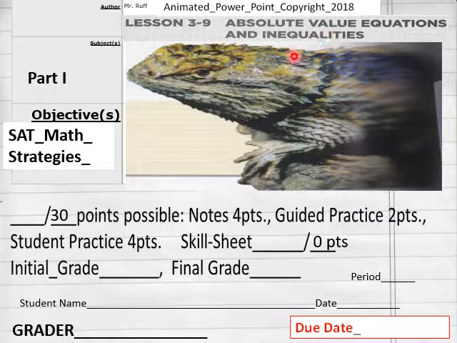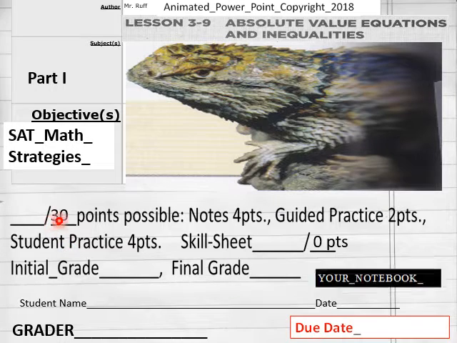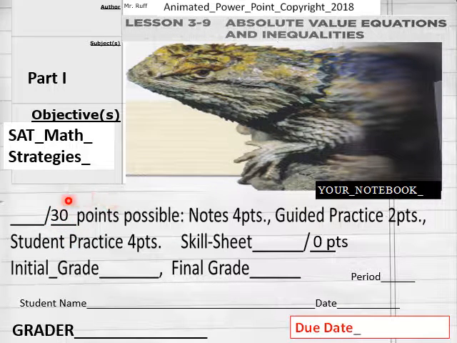3.9, absolute value equations and inequalities. We've got 30 points here of note-taking. If you have a note-taking guide, get that ready.